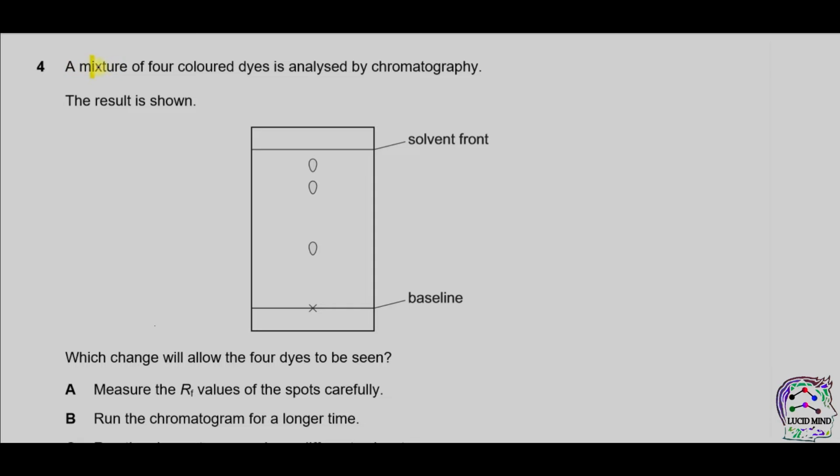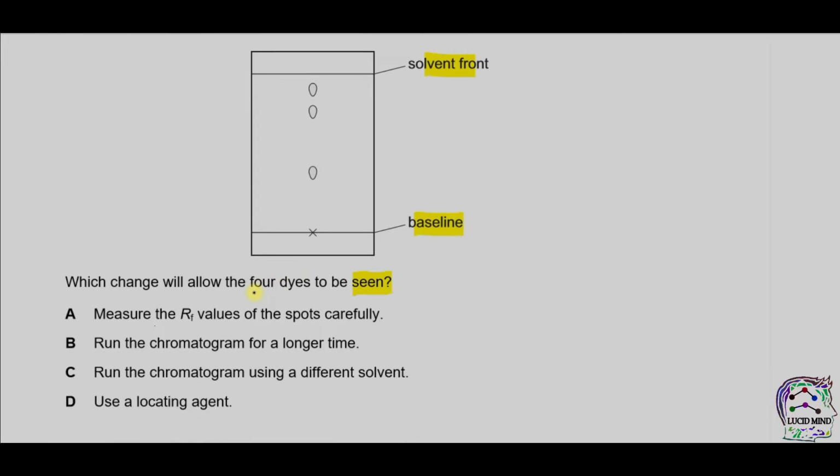Question 4. A mixture of 4 colored dyes is analyzed by chromatography. The result is shown. We have the solvent front and this one is the baseline. Which change will allow the 4 dyes to be seen? As in the question, they have given 4 colored dyes, while in the chromatogram we can see only 3 are visible. It means that the 4th colored dye is still not separated.